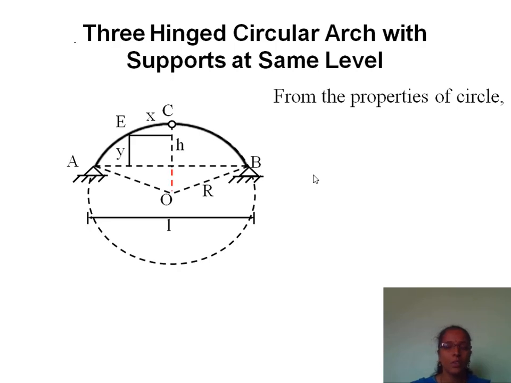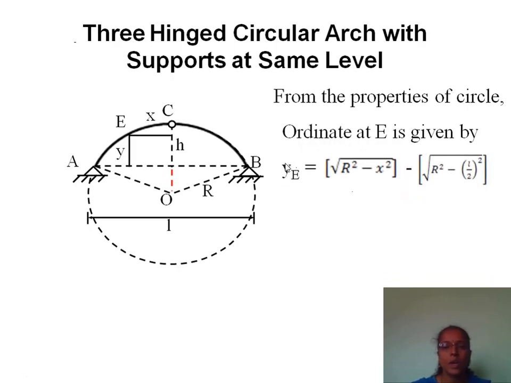So from the properties of the circle, the ordinate at E, denoted Y_E, is given by Y_E = square root of (R square minus x square) minus square root of (R square minus (L by 2) whole square), where R is the radius of the circle, x is the distance of the point from the center of the arch, and L is the span of the arch. So if you substitute, you can obtain the value of the ordinate at E.